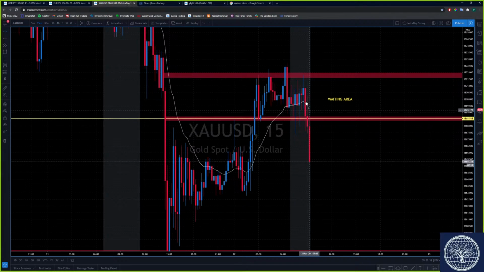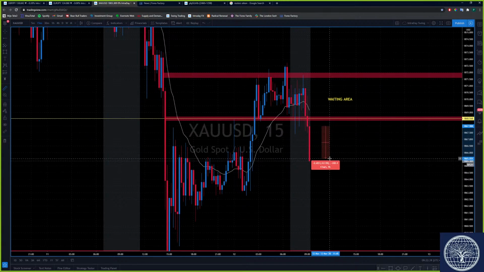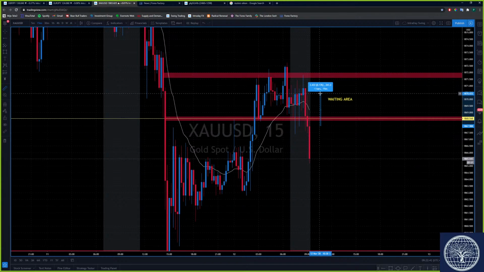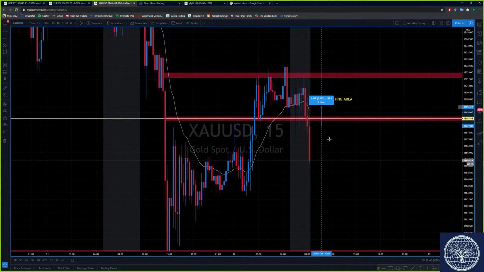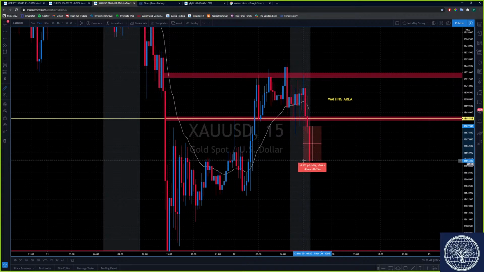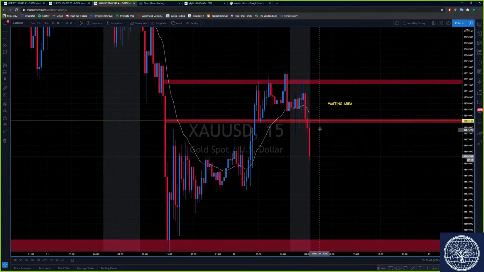But look at this, man. Gold closed below the range, and bam! God damn. That's a 26, 27 pip move. Stop loss would have been 25 pips. Nice, nice, man. I wasn't looking at it, but I think that was the paper trade.